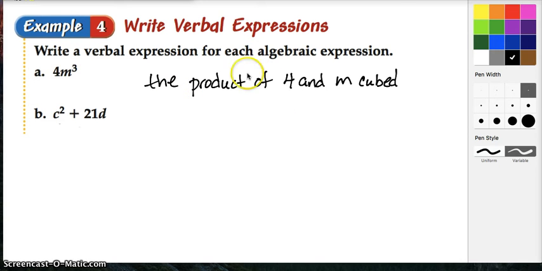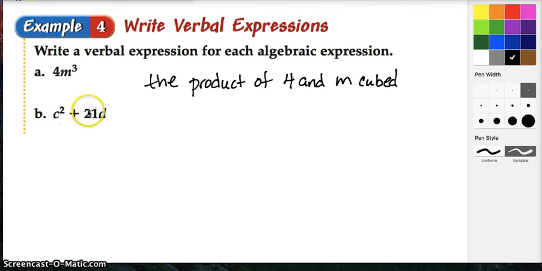I want you to also realize that it would not have been a mistake for me to go 4 times m times m times m, or to write that down as the verbal expression, or I could have said 4 times m to the 3rd power. There's a number of ways to do it. This is just one, so your answers to some of these questions might vary, but as long as they represent the same thing, we're good to go.